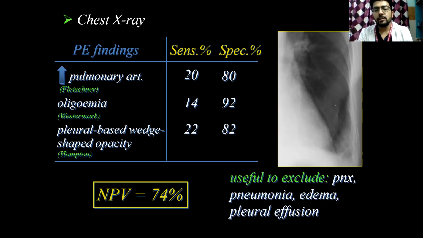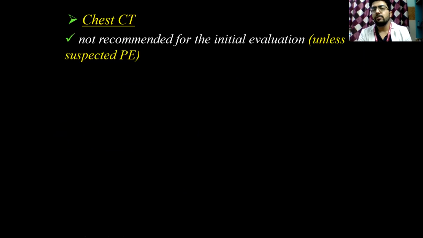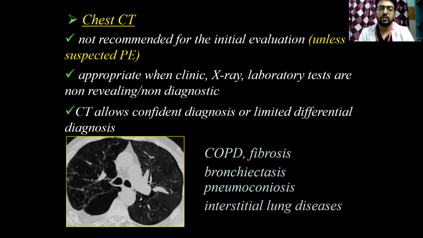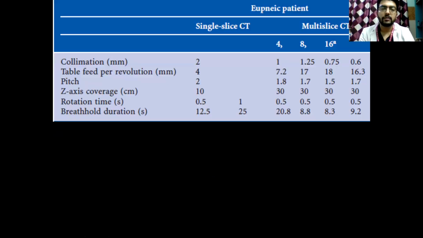It is useful to exclude pneumothorax, pneumonia, edema, and pleural effusion. So chest X-ray is not recommended for initial evaluation unless PE is suspected. CT is appropriate when chest X-ray and laboratory tests are non-revealing or non-diagnostic. CT allows confident diagnosis or a limited differential diagnosis. COPD, fibrosis, bronchiectasis, pneumoconiosis, and interstitial lung disease are examples.